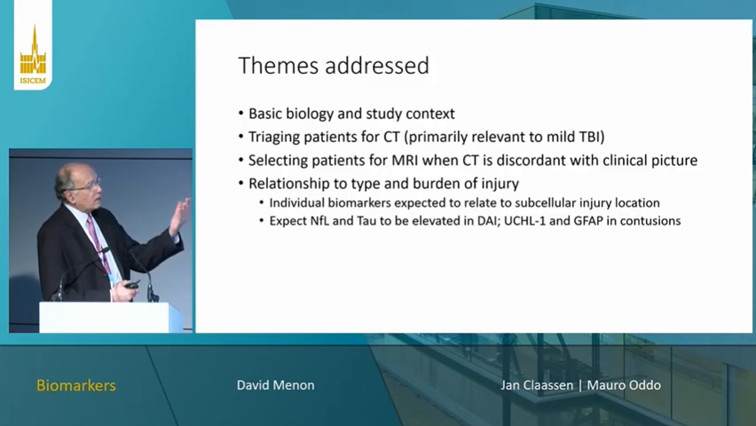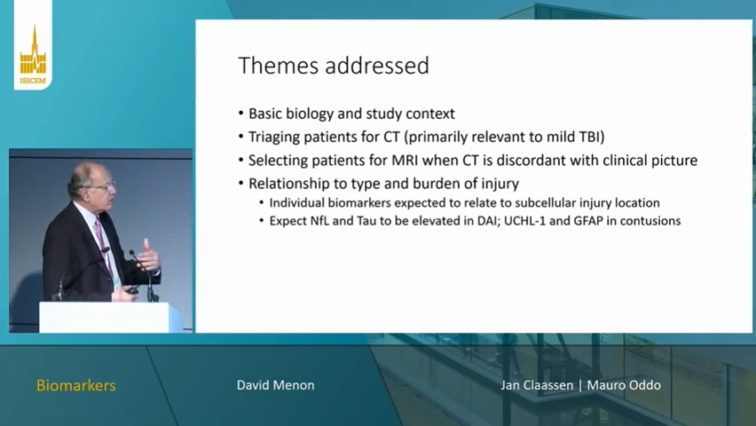So we've talked about how it might influence imaging, both for CT and MR. What about the relationship to type and burden of injury? As I showed you in the biology, individual biomarkers are expected to relate to individual subcellular locations, and you would expect, for example, NFL and tau to be elevated in diffuse axonal injury, and UCHL1 and GFAP to be elevated in contusions where there was damage to cells, both astrocytes and neurons.